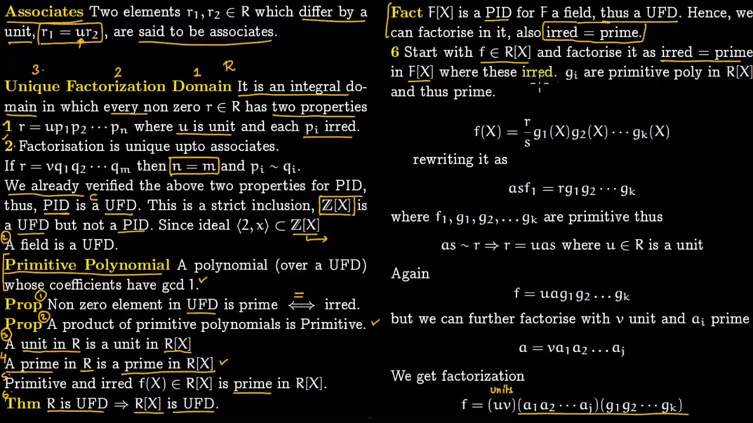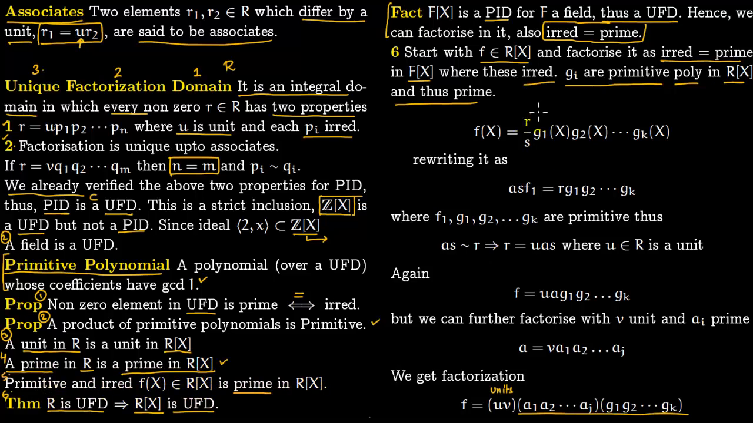So there are some irreducible factors for F, and you take these irreducible factors as primitive by taking out any common factors which might be in the coefficients. So you can take g_i as primitive polynomial. So these primitive polynomials are in R of x, and therefore they are prime from here. So primitive polynomial and irreducible in R of x is prime.